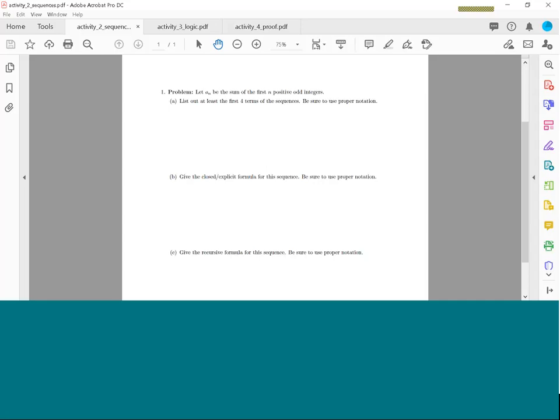So the first part just asks you to list out at least the first 4 terms. If you want to do more than the first 4 terms of the sequence, that's fine. I would recommend a chart, but that's up to you guys. And then it wants you to look at both the recursive formula and the closed formula for this particular sequence. And fun fact about this one, the closed formula is actually easier to find for this particular sequence than the recursive formula. One of the rare cases when that's actually true.